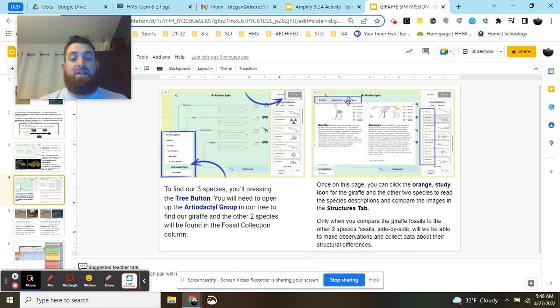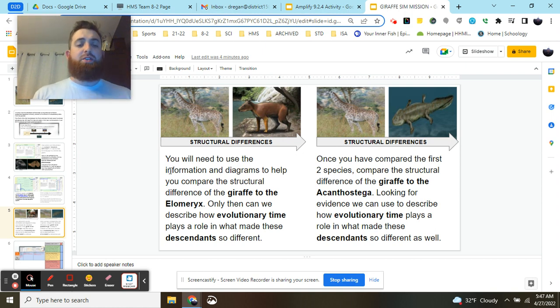So as you click through the tabs at the top, you'll be able to compare what are the skulls like, the hips like, the legs like, what are those differences? Are some longer or smaller? Are they wider? Are they in different positions? This is where you'll have to make those observations, collect that information to help you decide, okay, how did evolutionary time affect their differences? So once you use this information in the diagram, once you have them side by side, once you make those comparisons, we'll be able to see the structural differences between the giraffe compared to the Elomerix, okay? And then we can use those differences to describe how evolutionary time plays a role comparing these descendant species.